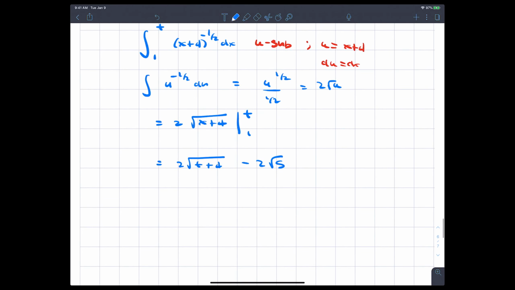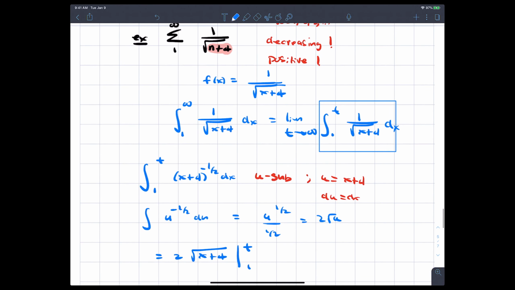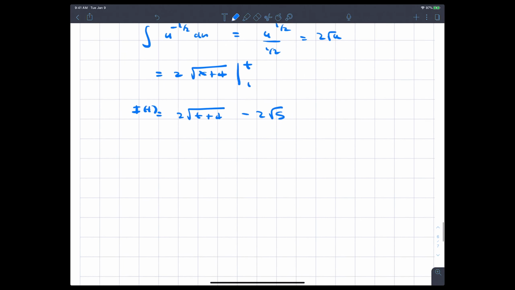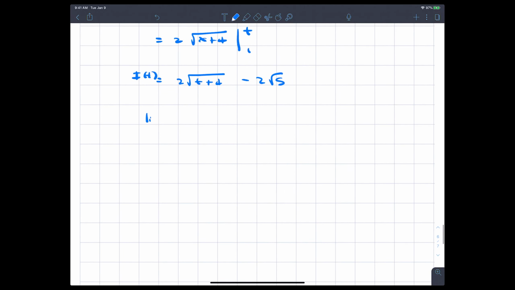And this is that thing we have, the integral. Sometimes I call that I of t, because now we have to take the limit, right? Take the limit as t gets big. So the limit as t gets big of 2 square root t plus 4 minus 2 square root of 5, you guys know this is infinity.